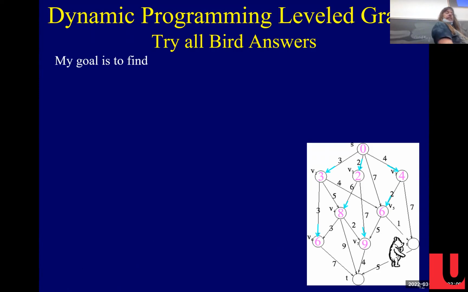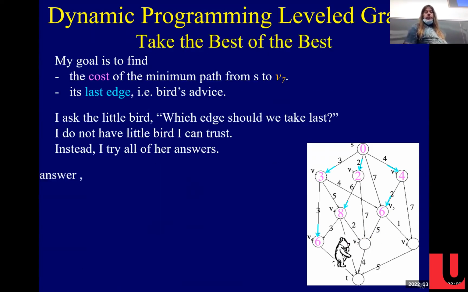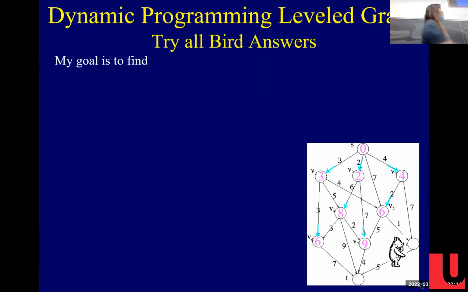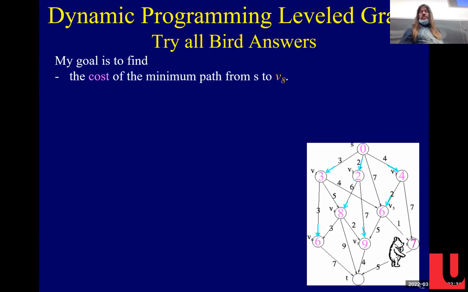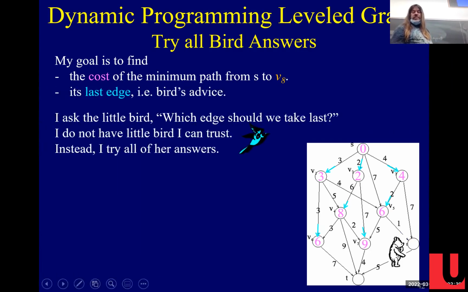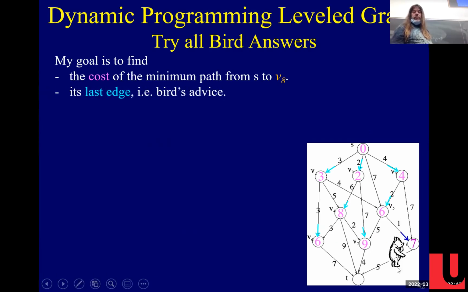So suppose, in a loop invariant sort of way, we've filled up the answers up to here. We've found the answer for each of these nodes. And now our job is to find the answer for this node. So we want 7, I guess, will be the cost of the minimal path. And the last edge will be this. That's the answer we're looking for, right?